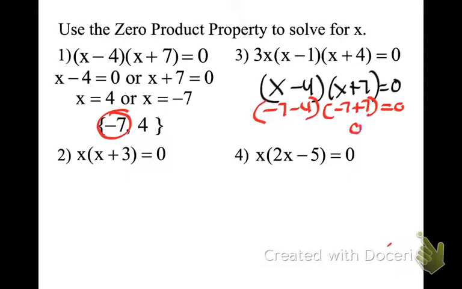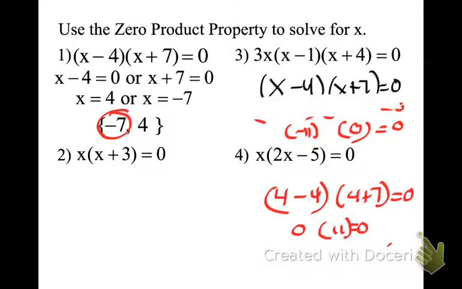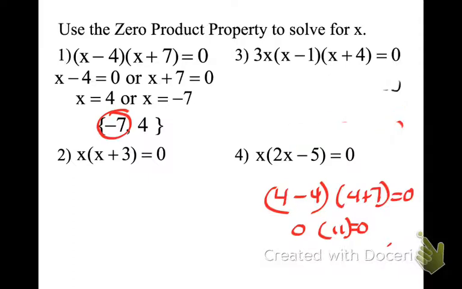Okay, this equals 0 times negative 11. What does that equal? 0, right? I can try substituting the 4. 4 minus 4 times 4 plus 7 equals 0. So it's 0 times 11 equals 0. Both solutions work. Okay?